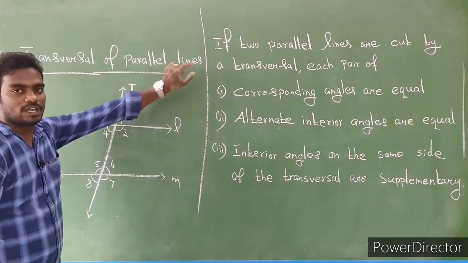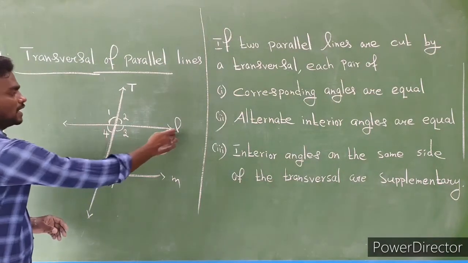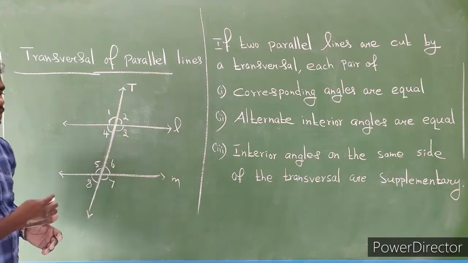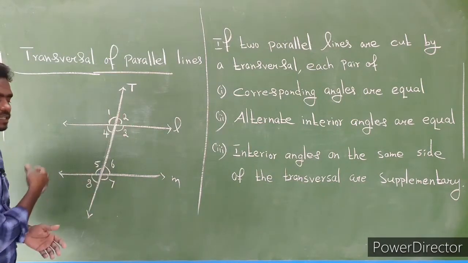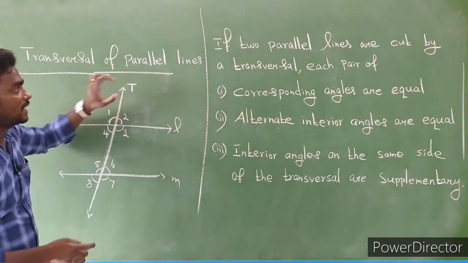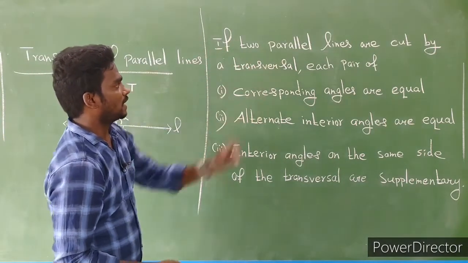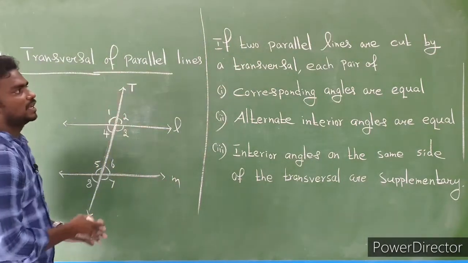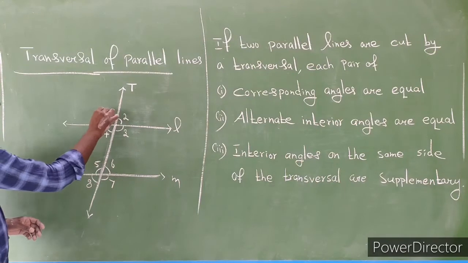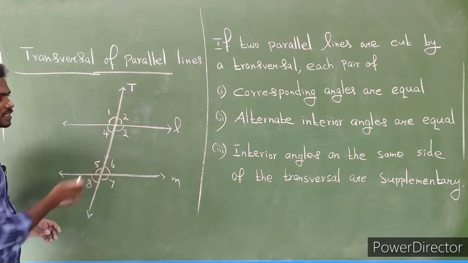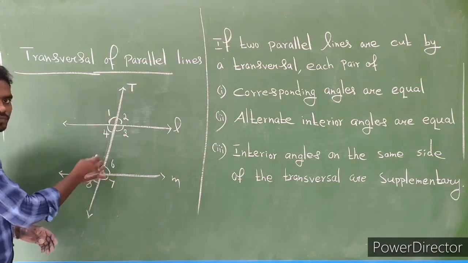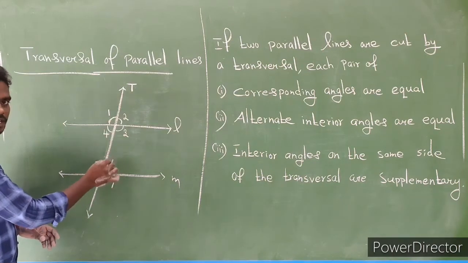Next one is transversal of parallel lines. Here L and M are parallel lines and T is a transversal to the lines L and M, right? So angles 1 to 8 are formed here. If two parallel lines are cut by a transversal, each pair of corresponding angles are equal. What are the corresponding angles? Angle 1 and 5, 2 and 6. Angle 1 is equal to angle 5, angle 2 is equal to angle 6.